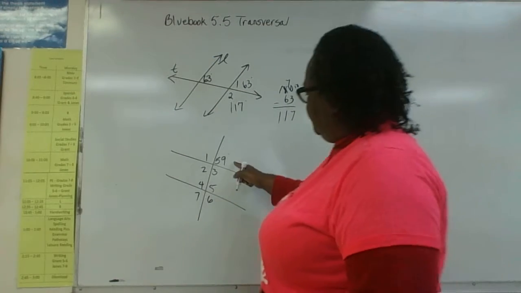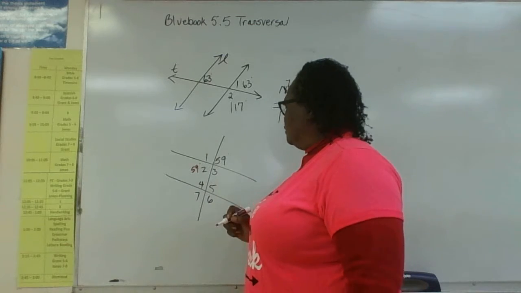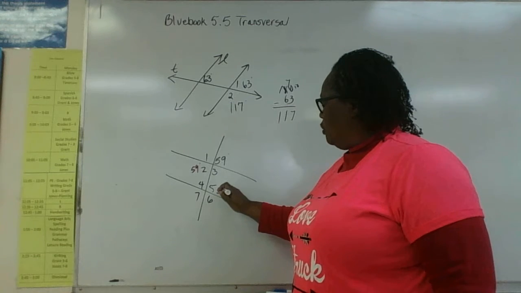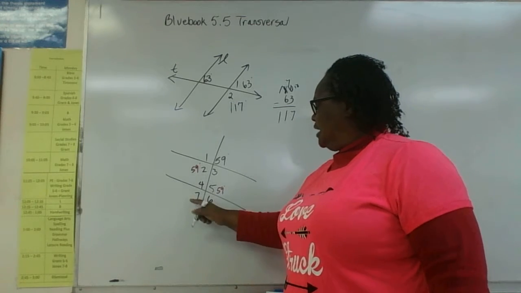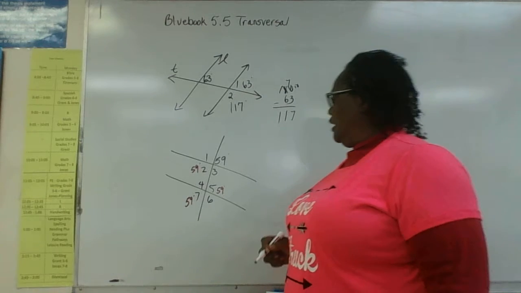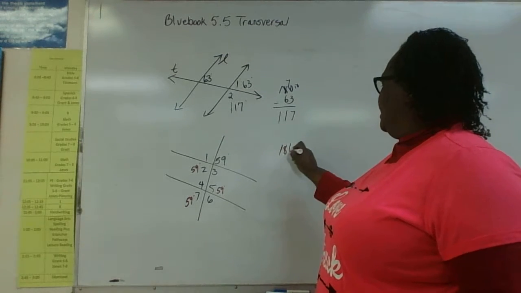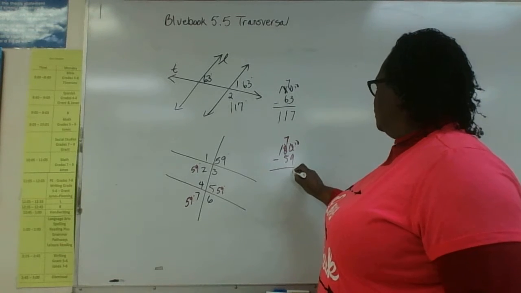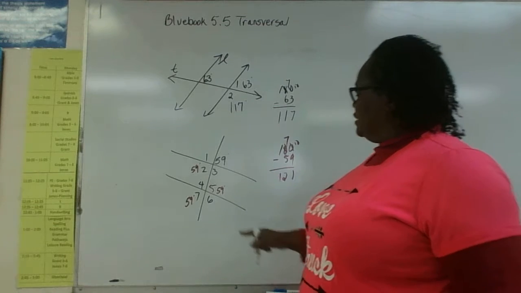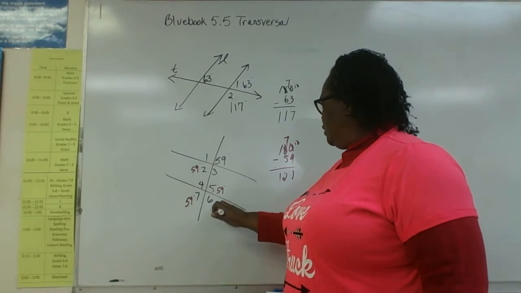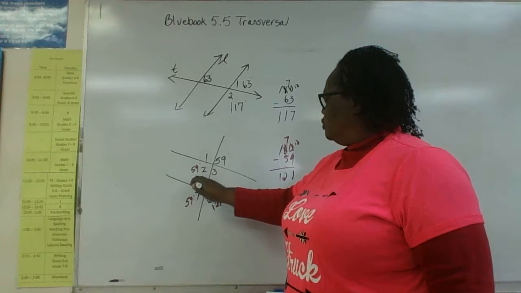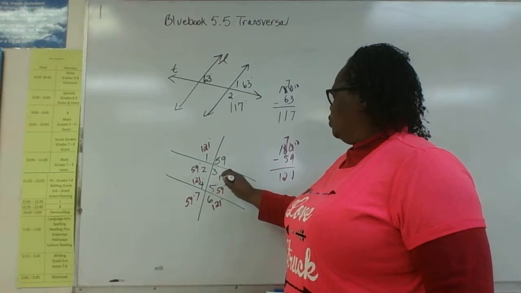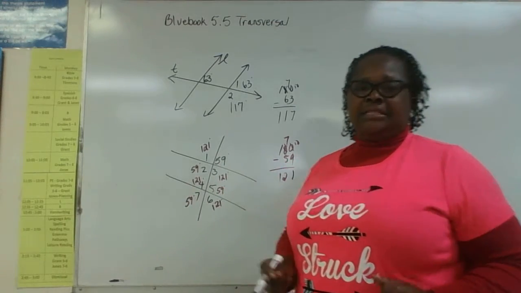If this is 59, this is 59, vertical angles. If this is 59, this is 59, corresponding angles. If this is 59, this is 59, vertical angles. Now from there, 180 subtracting 59 gives 121. Then this supplemental is 121. This vertical is 121. This corresponding is 121. And this vertical is 121. And that's how that's done.